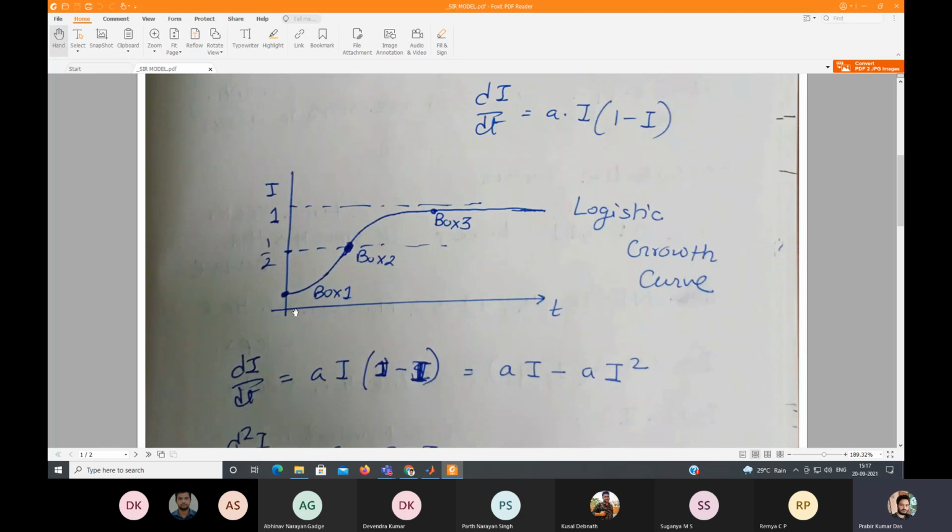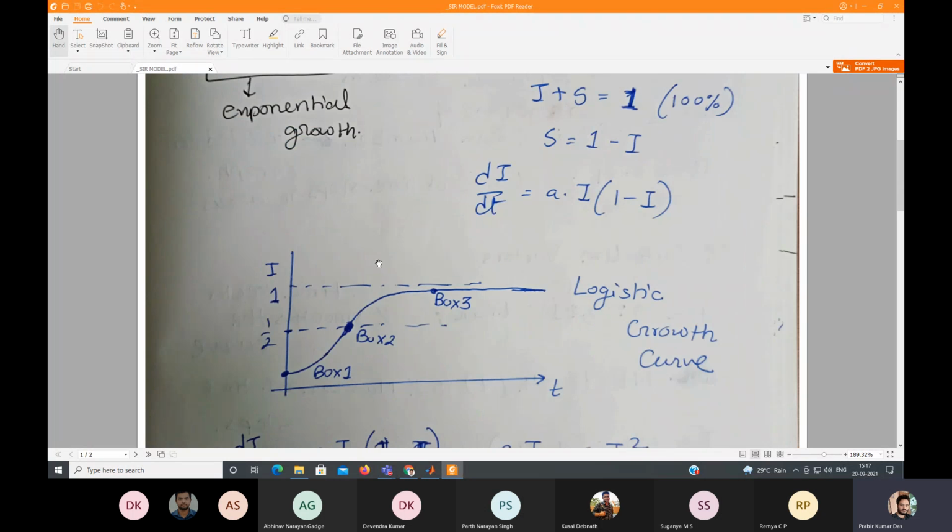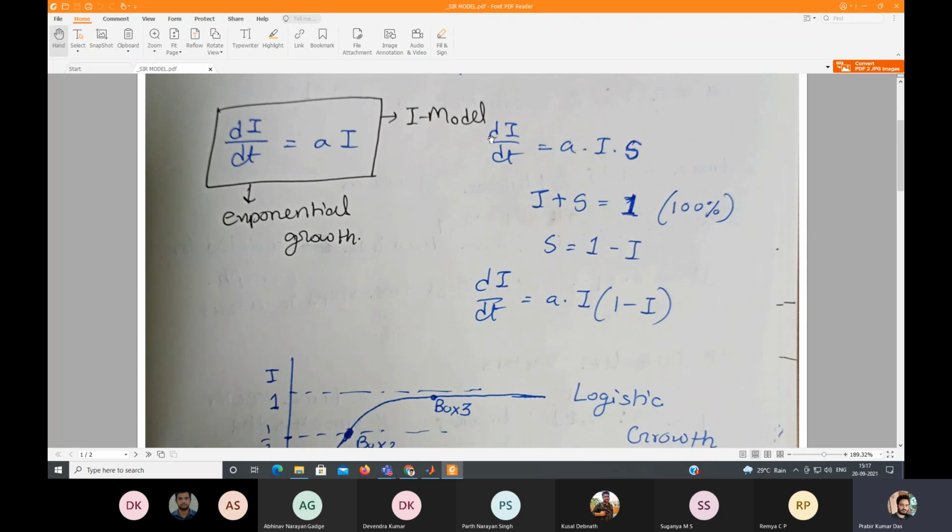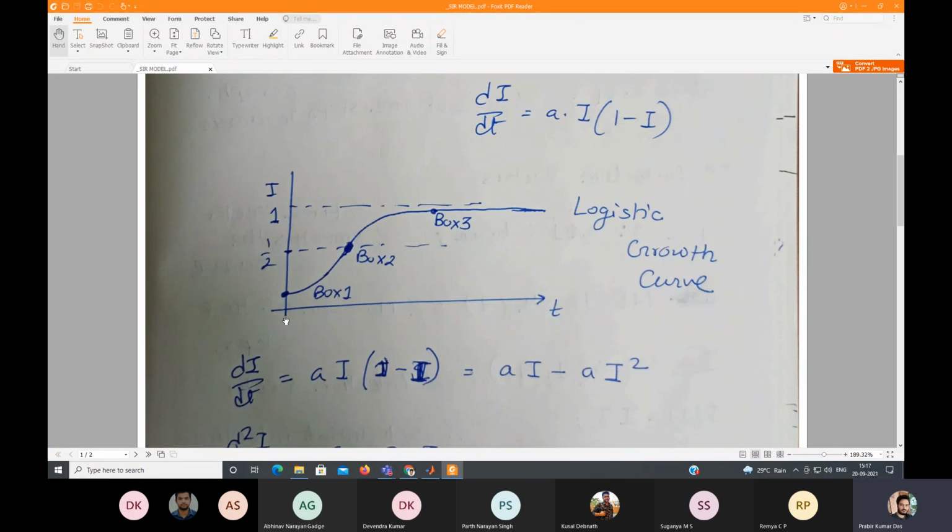We will get this kind of graph if we plot I versus T. We will solve this differential equation in Matlab, and if we plot it, we get this diagram of I versus T. As time progresses, at first the number of infected people will be small, and slowly there will be exponential growth.